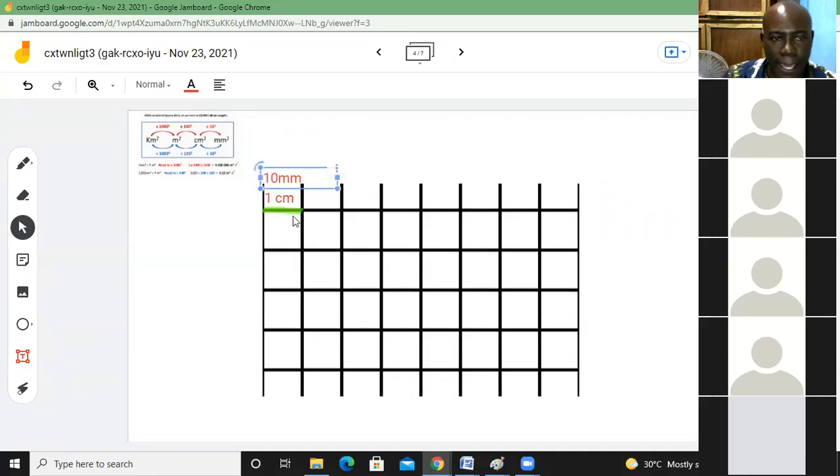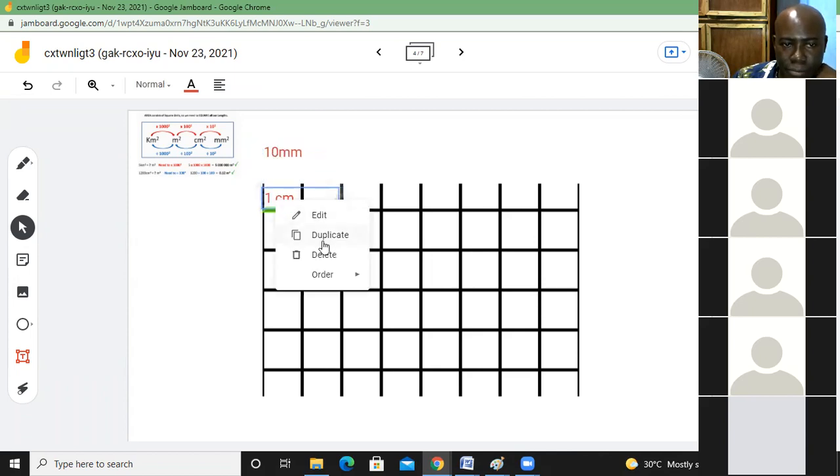In other words, I am saying, let me change the color for this one. So we are saying this distance is 1 centimeter, but that same distance is 10 millimeter. So we're talking about distance to distance. When you're dealing with area, it's not just distance you're dealing with. Watch this. You see this one here? I'm going to duplicate it. I'm going to rotate it for you. And I'm going to show you that when you're dealing with area, then this happens.